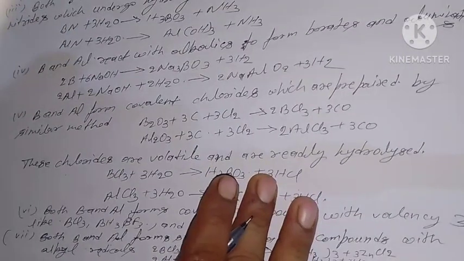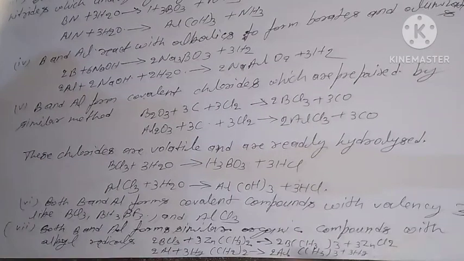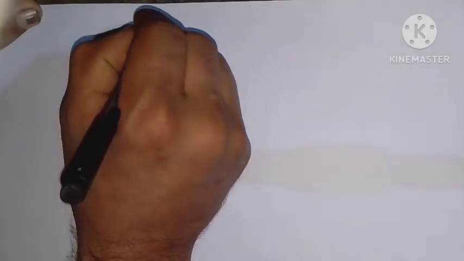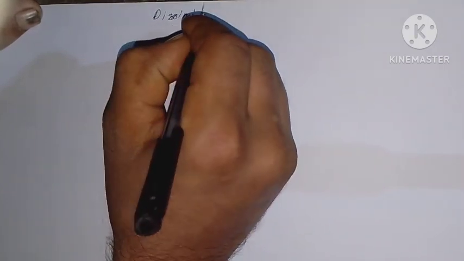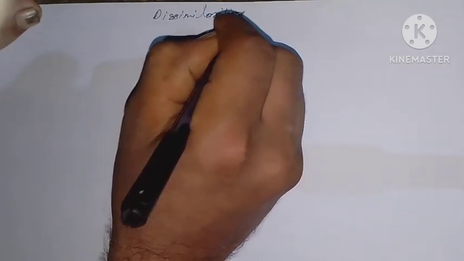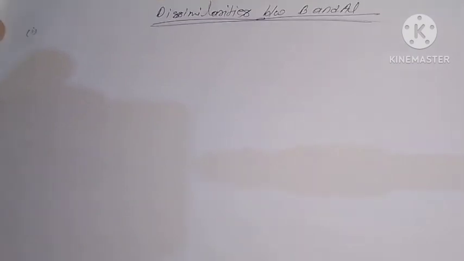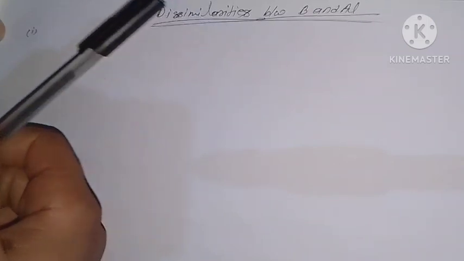Next heading: dissimilarities between boron and aluminium.